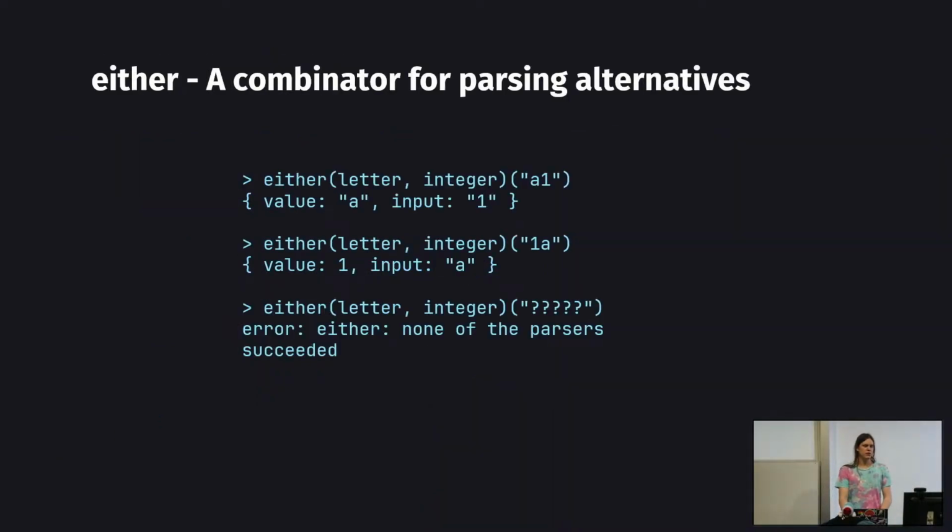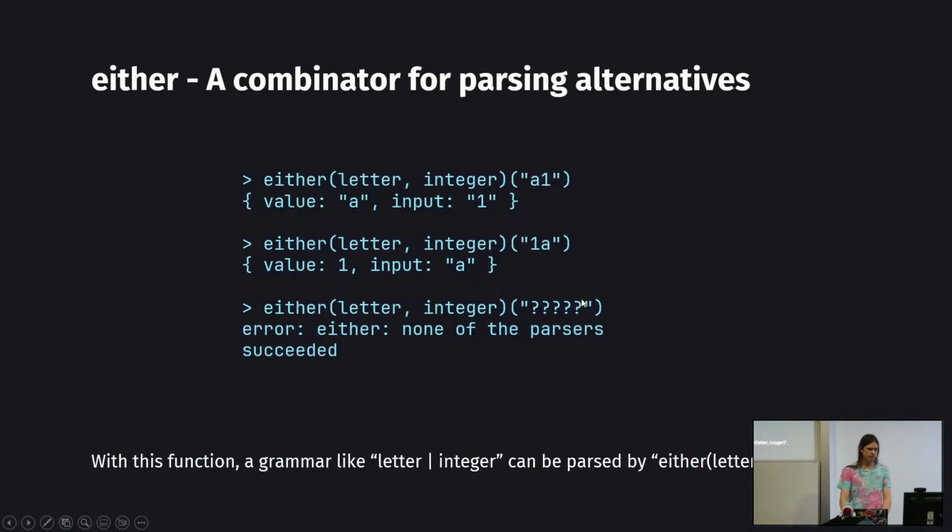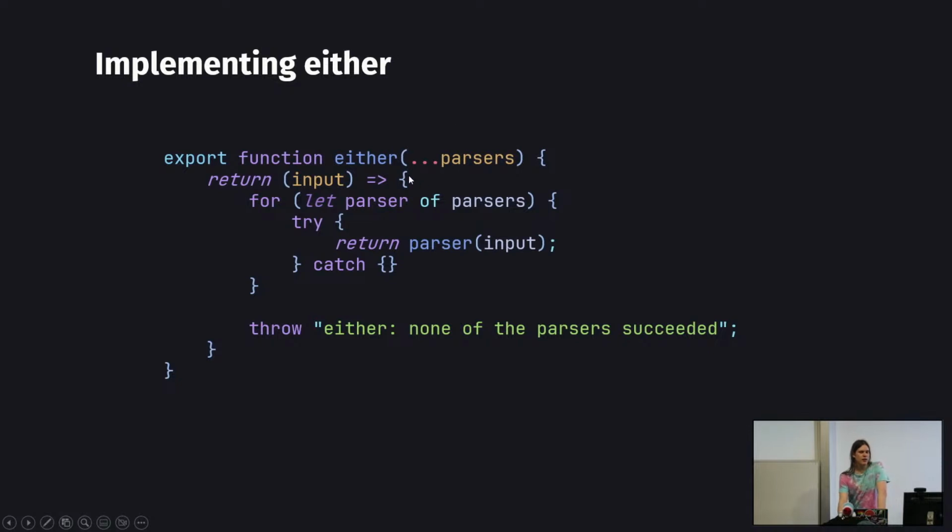Now, here's another one, either. This is kind of the mirror image of sequence. Instead of parsing a bunch of combinators in a row, we're parsing a bunch of combinators and just returning the first one that succeeds. So either letter or integer will either parse a letter or an integer, and if it can't parse either, then it will return an error. So this is our alternative in our grammar. And here I've got either, and for every parser in here, I try to return the results, and if it doesn't work, we throw an error. That's exactly what you might expect.